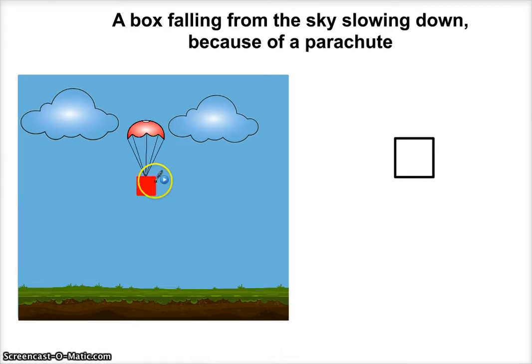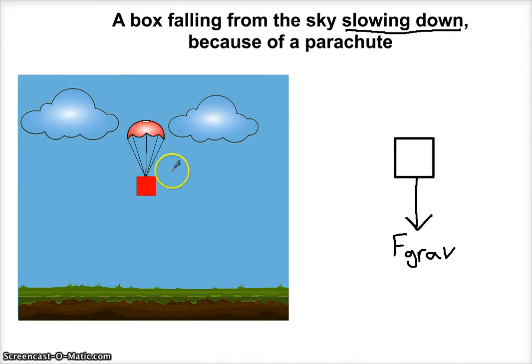So notice now, in our situation, we have a box falling from the sky, slowing down. So our key thing here is slowing down. So this tells us that we have an unbalanced force. So our arrows are not going to be equal this time. So we're always going to have a down arrow. And we're always going to have it labeled gravity. So when you do these and you don't know where to start, begin by drawing your gravity arrow.